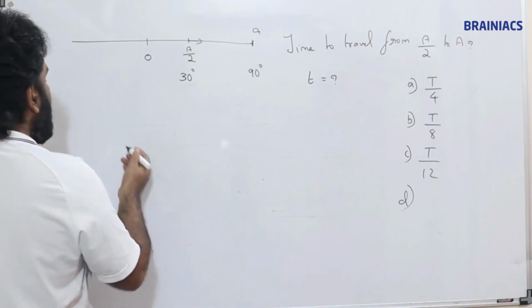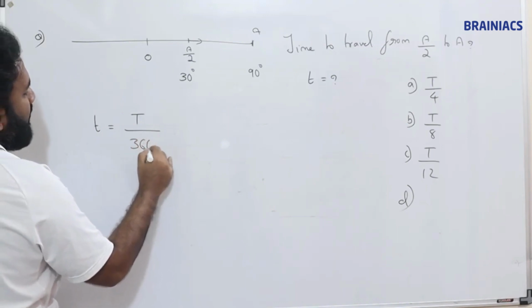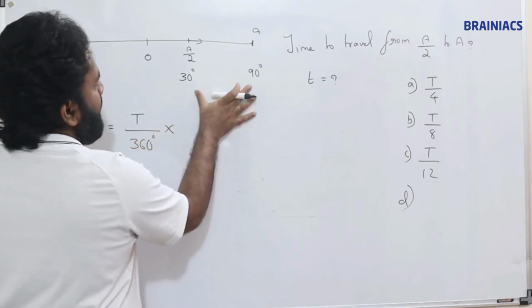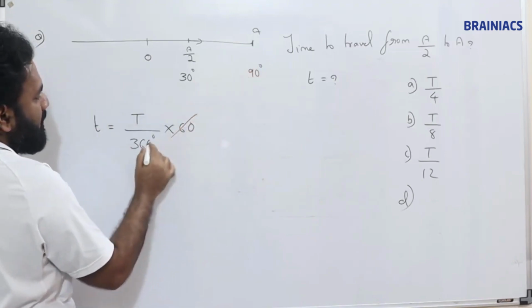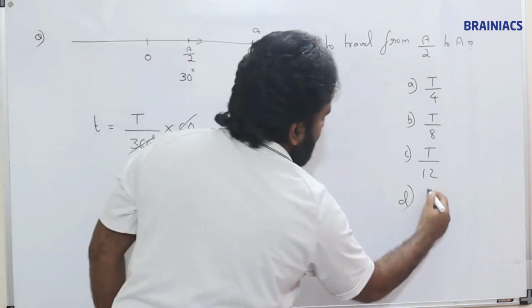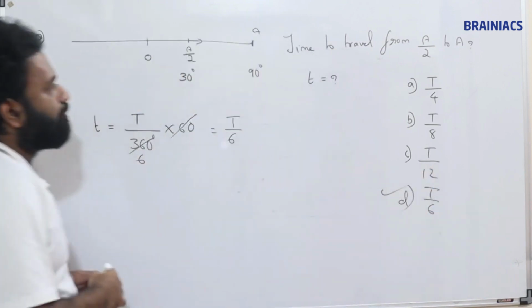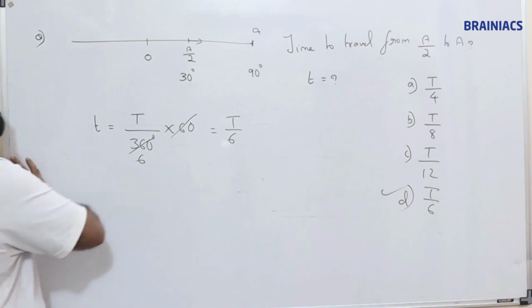So now what will we do? The time taken is equal to the total time period divided by 360 into the gap. From A by 2 to A, how much is the gap? 60 degree. So this is going to be T by 6. This is the answer for this question. Clear?